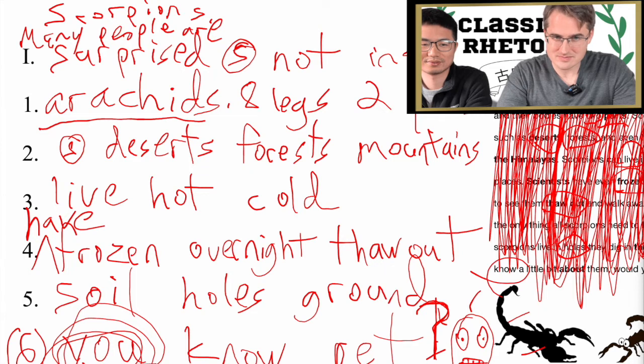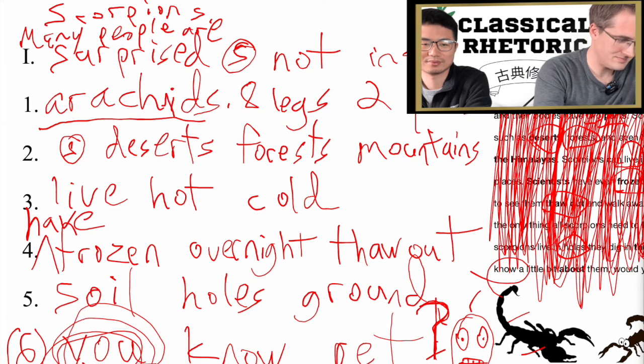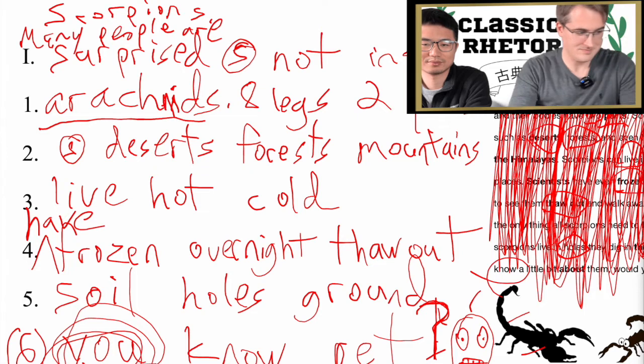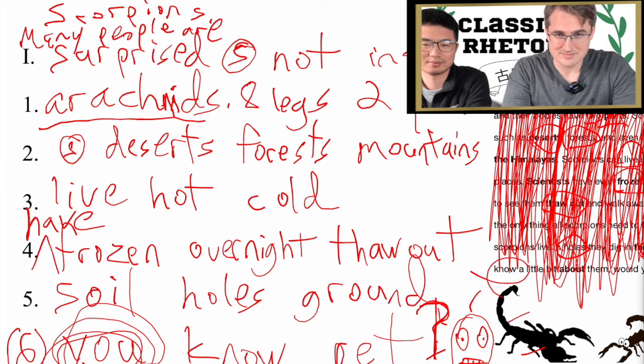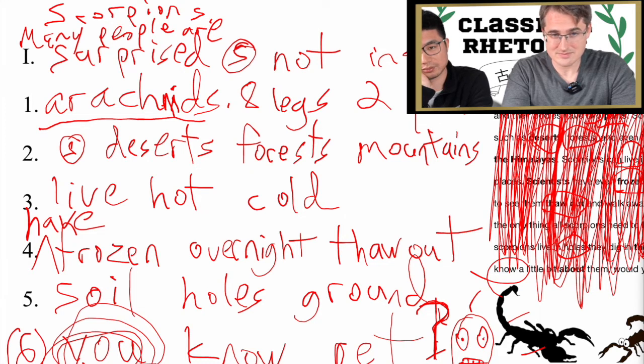Many people are surprised to learn that scorpions are not insects. Instead, they are arachnids. That means they have 8 legs and 2 parts on their body. They live in many places like deserts, forests, and high snowy mountains. They can live both in hot and cold conditions. Some scientists even frozen the scorpions, and overnight they thawed out and walked away. All the scorpions needed is soil because they have to dig holes in the ground and live in them. Now you know a little bit about the scorpions. Do you want to have one as a pet? Excellent. Thank you very much.